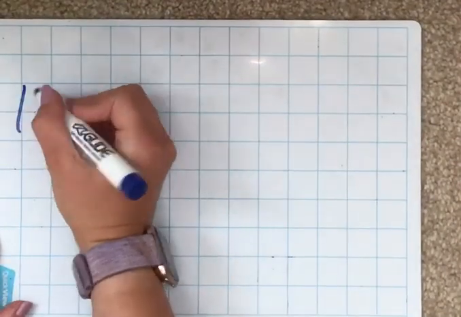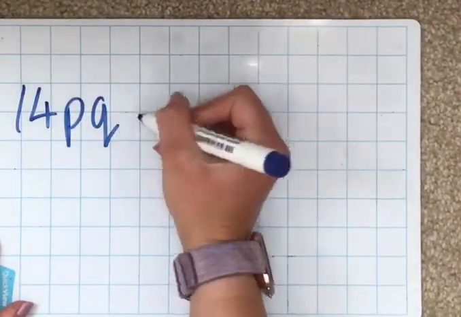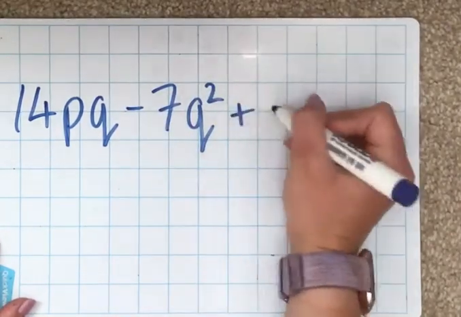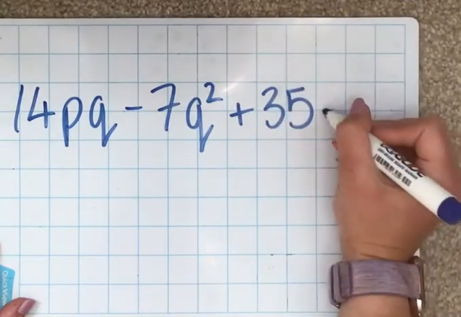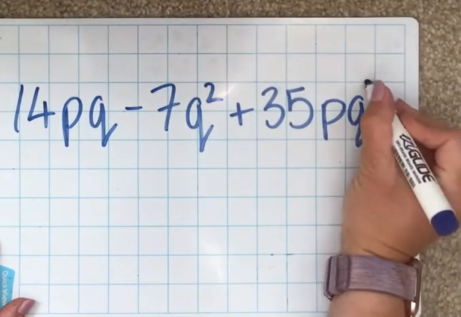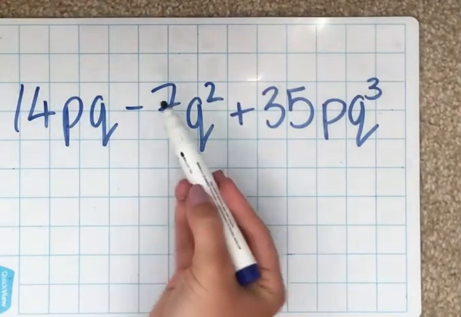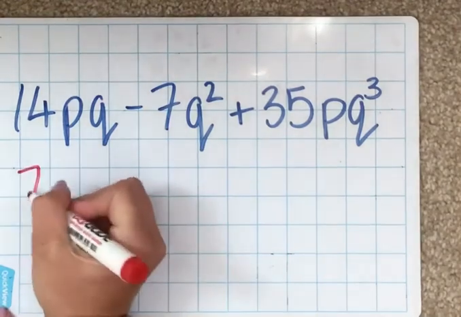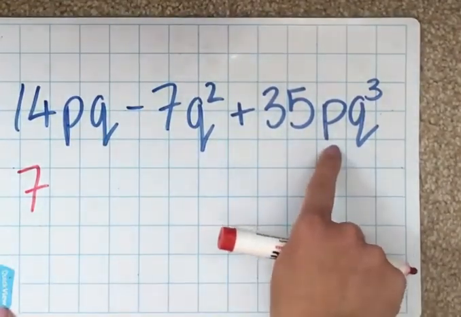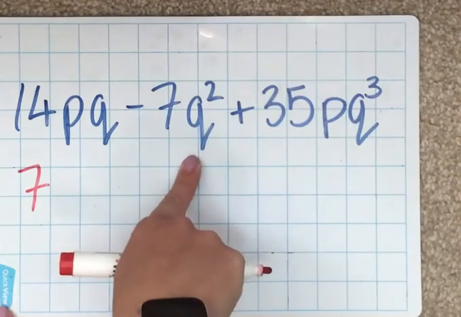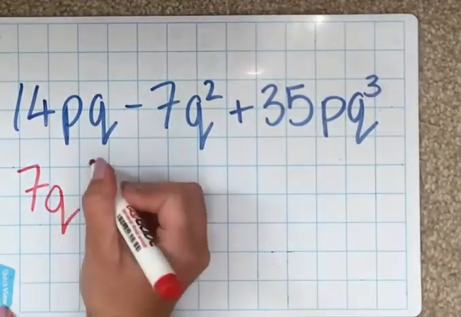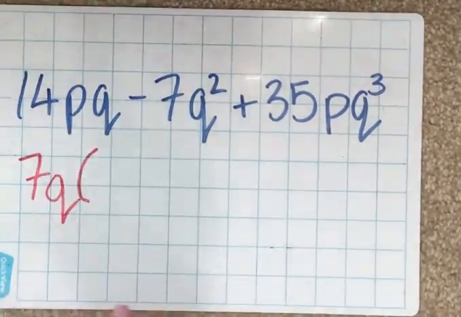So we've got 14pq minus 7q squared plus 35pq cubed. Okay, so 14, 7 and 35, they're all in the 7 times tables. Okay, this one has a p, this one has a p, but because this one doesn't, they don't all have a p in common. This one has a q, so does this one, so does this one, so I take out a q.